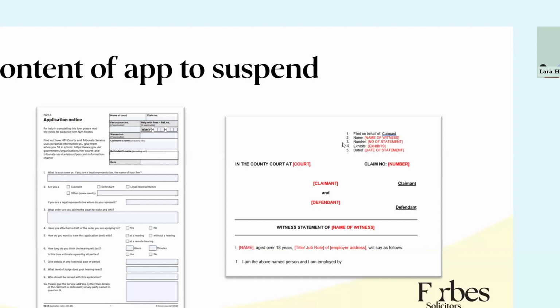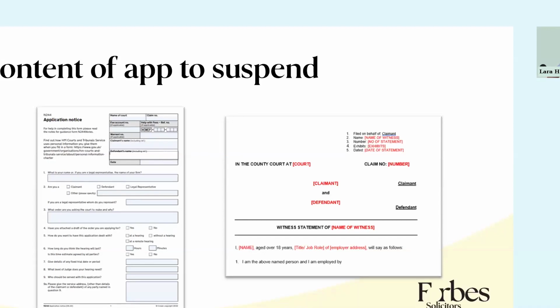So the content of a tenant's application to suspend the warrant, I've just put on the slide a copy of the N244. I'm sure you've probably seen this before, but if you're presented with one, at least you know what to recognise. This would be the form that they're asking the court to suspend the warrant, and it would be accompanied by a witness statement. I've just put a precedent version on screen as to what that may look like, but they do need to have the support of a witness statement.